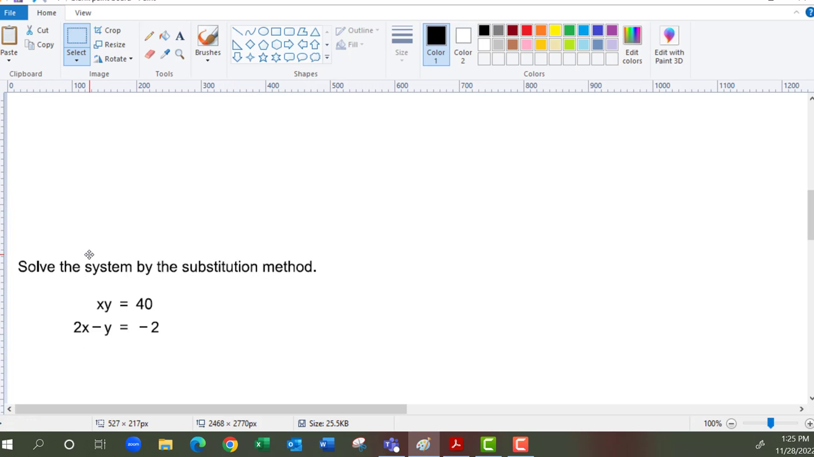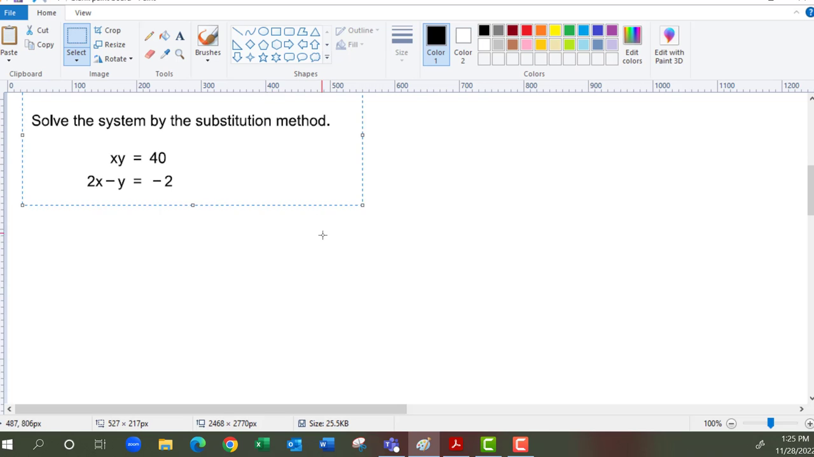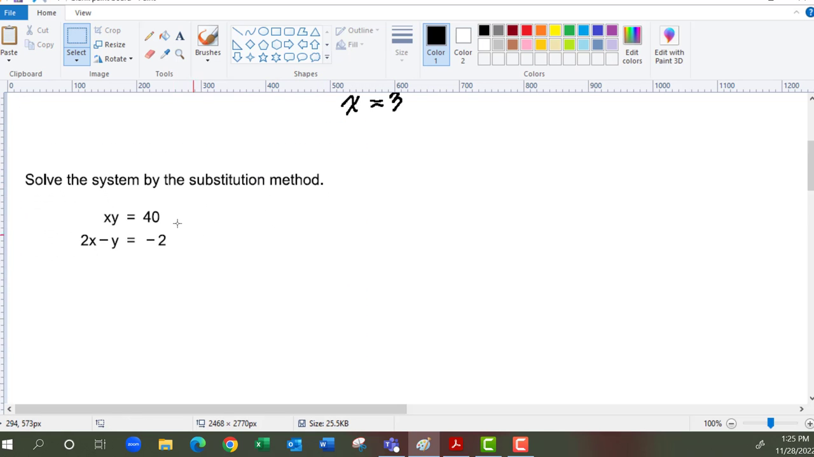Now let's look at another one. This one also says, solve the system by the substitution method. So if you're going to use substitution, one of these two equations needs to be solved for either x or for y. And which one you choose to solve is up to you. If you do the first one, xy equals 40, you could divide both sides by x to get y is equal to 40 over x. And then you can substitute that into the other equation.